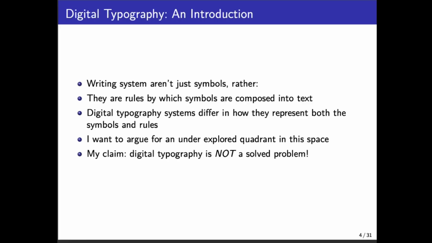So writing systems are obviously not just symbols, they're also rules by which you compose those symbols into text. And you need both to produce a coherent text or a correct text as per the writing system. And digital typography systems differ quite dramatically in how they address this synthesis. OpenType, which we'll talk about in a second, does it one way, but there are lots of other different ways.